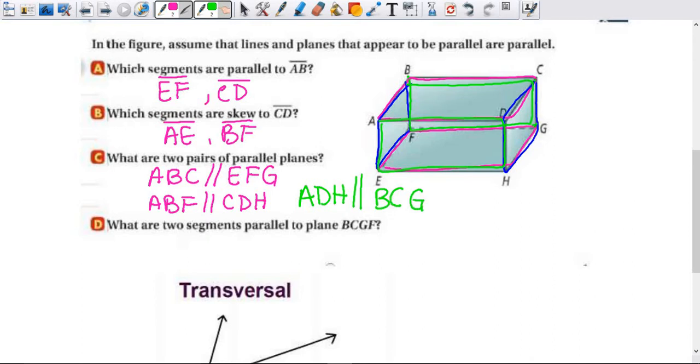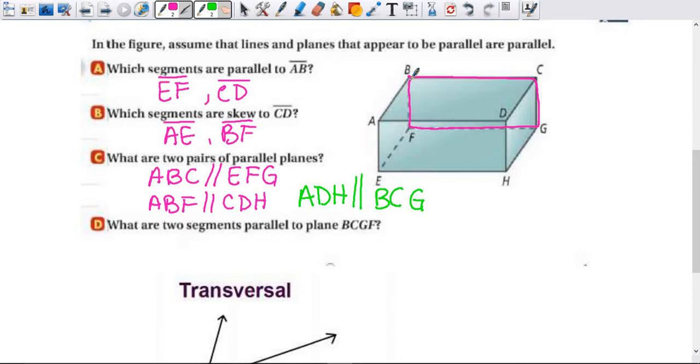So those are the 3 sets of parallel planes. And then, let's go ahead and erase all this so we can see what we're working with for the next problem. All right, what are 2 segments parallel to plane BCGF? So I'm talking about the back of this cube here. Which segments would be parallel?